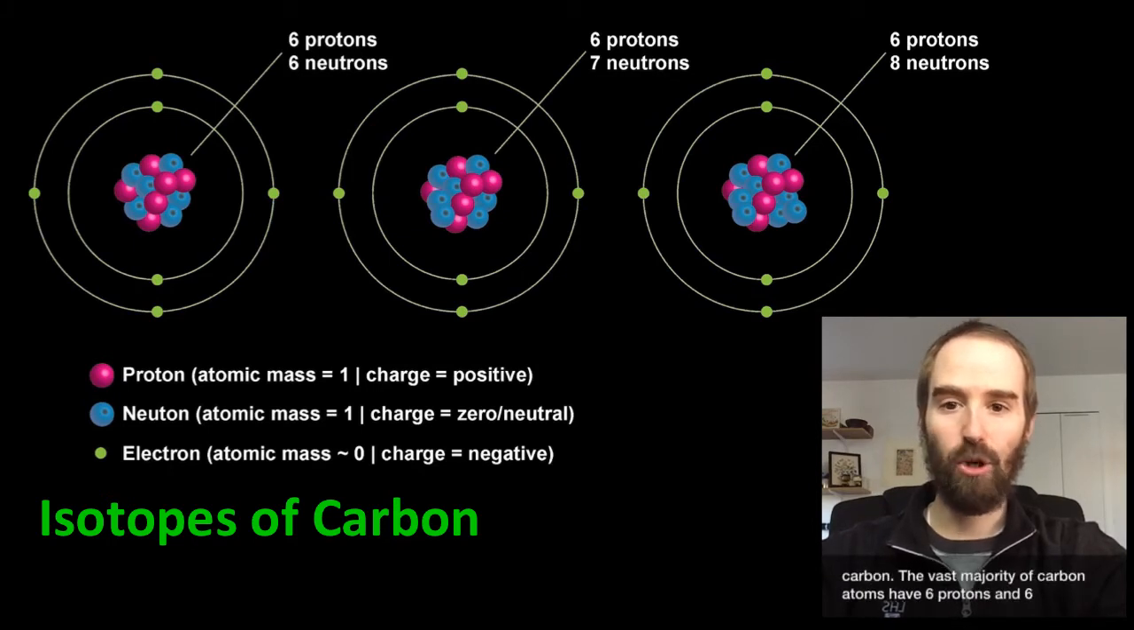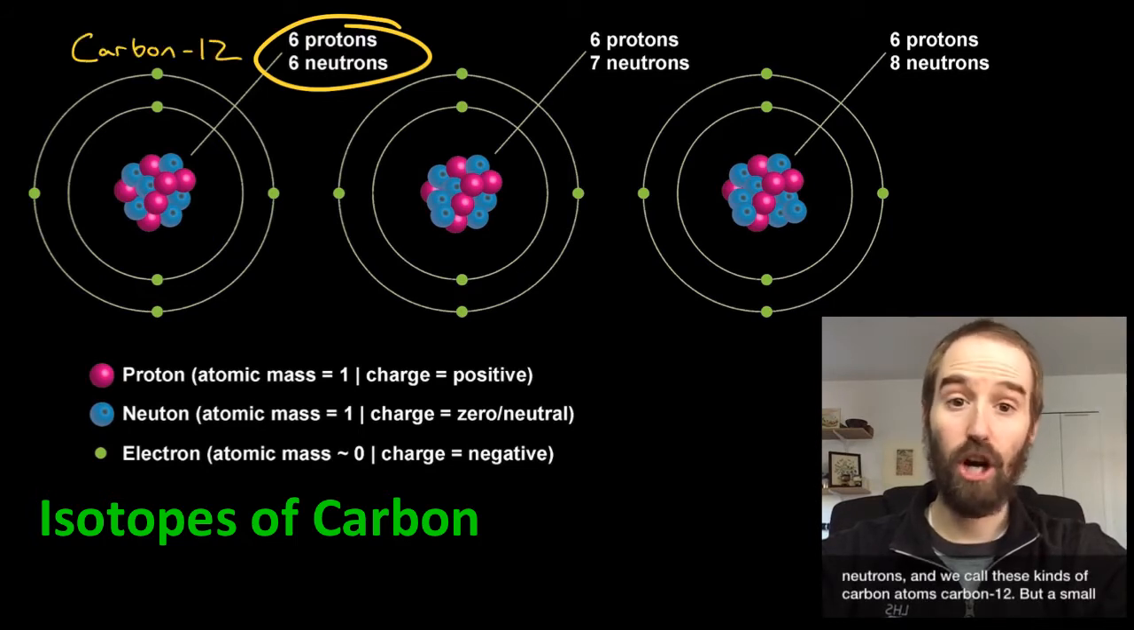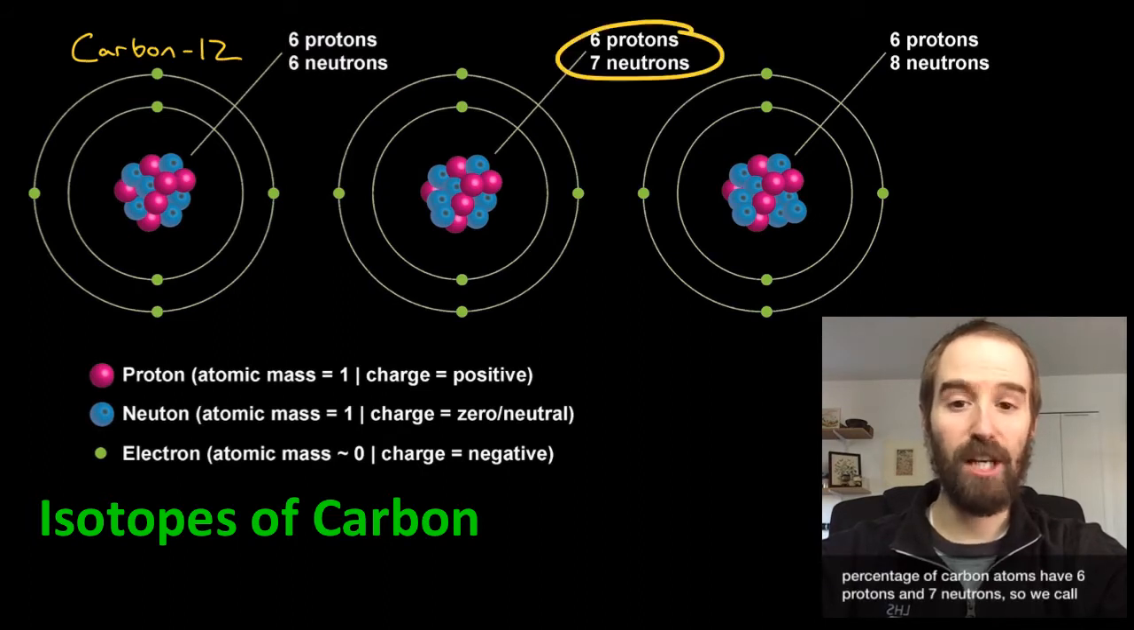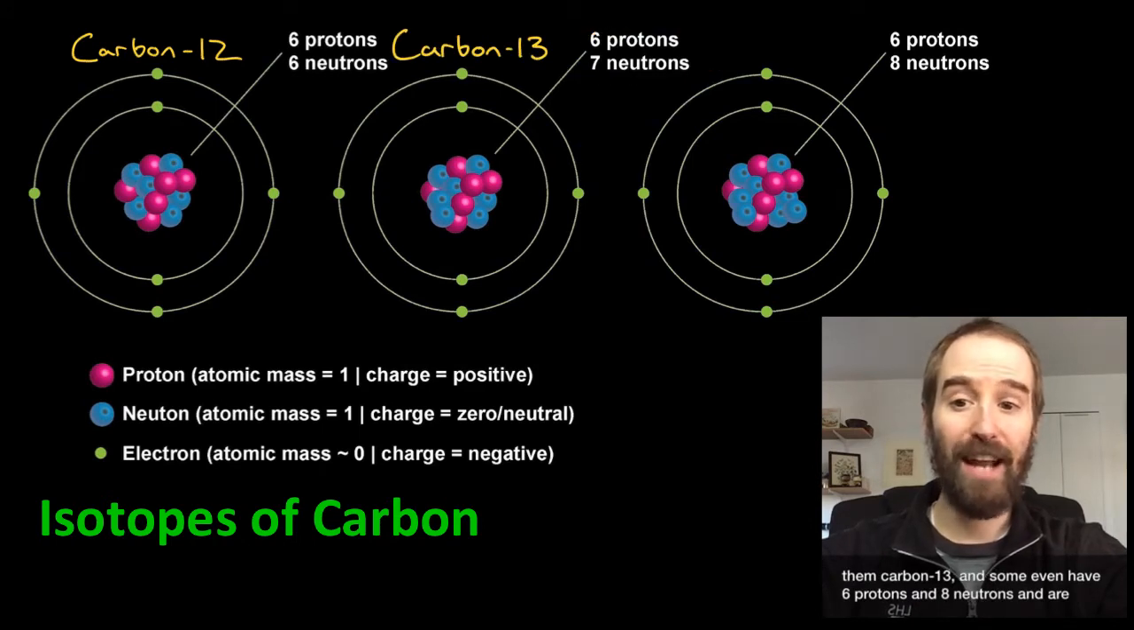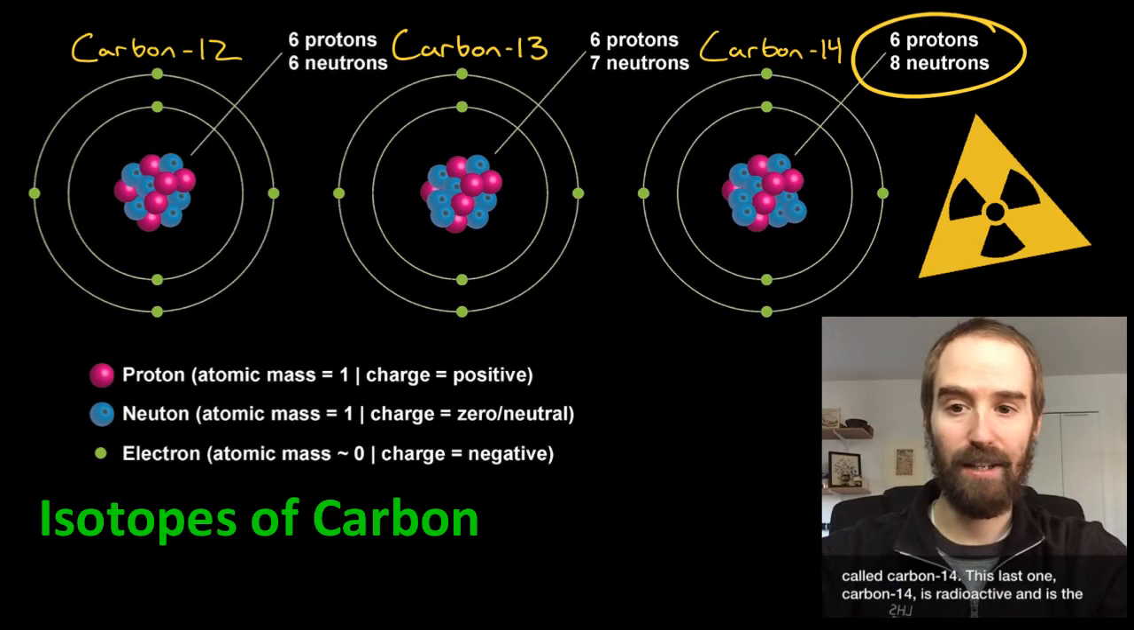The vast majority of carbon atoms have 6 protons and 6 neutrons, and we call these kinds of carbon atoms carbon-12. But a small percentage of carbon atoms have 6 protons and 7 neutrons, so we call them carbon-13. And some even have 6 protons and 8 neutrons and are called carbon-14. This last one, carbon-14, is radioactive and is the isotope used in carbon dating.